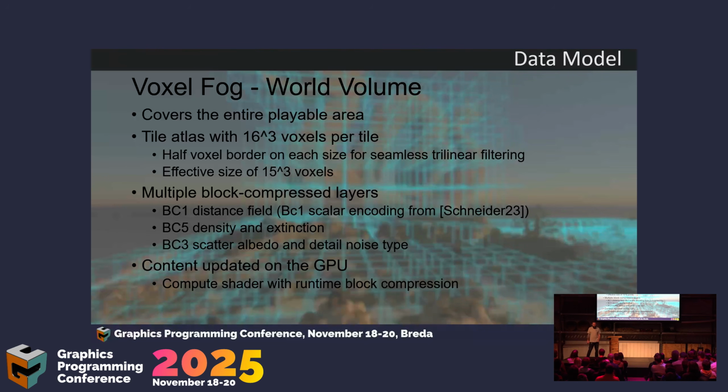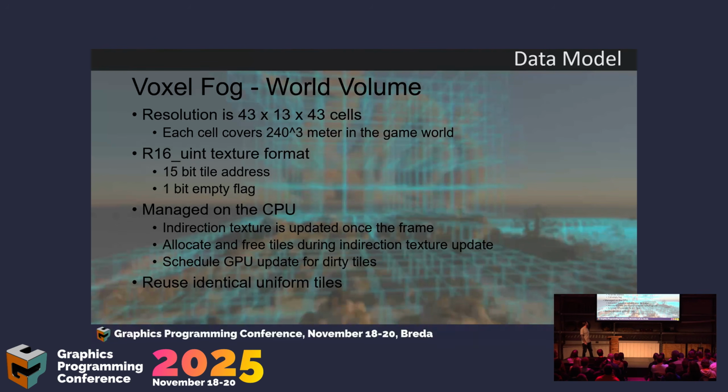The content is updated at runtime using compute shaders, so there's runtime compression of the BC data. Our interaction texture has a resolution of 43 by 13 by 43, and each cell covers 240 cube meters. That's because of the odd 15 cubed voxels inside one tile. A single pixel in the interaction texture is a 16-bit value with a 15-bit atlas address, and 1 bit to determine if the tile is empty or not.